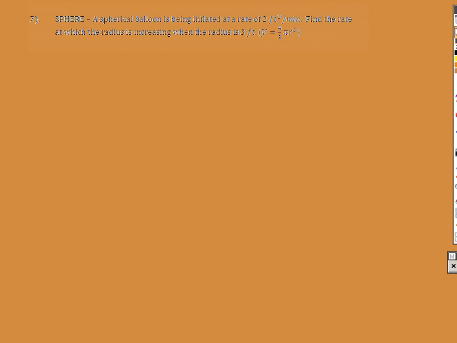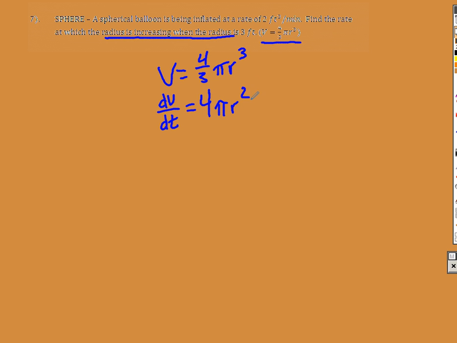Number 7, looking at the sphere. Again, another one, we have just one variable. Volume equals 4/3 pi r cubed. Radius is changing. We're looking at radius increasing, so we take a derivative immediately. dV/dt is equal to 4/3 times 3, this is going to be 4. Pi is still a constant, keep it there. r squared, dr/dt.